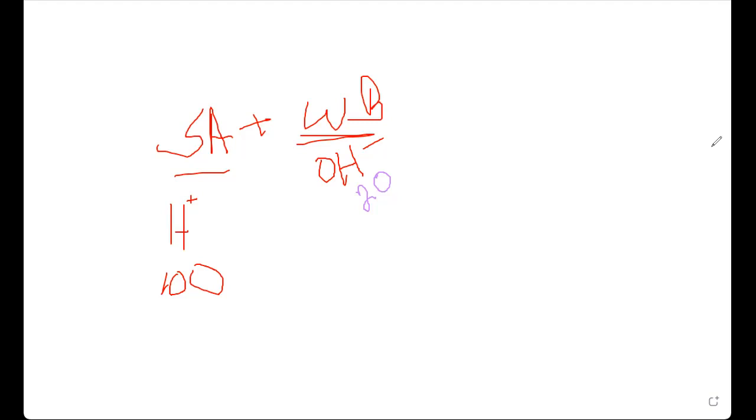Now see, there are 100 H positive ions, but there are only 20 OH negative ions. So 20 OH negative ions will react with 20 H positive ions and they will give you 20 water molecules. All the OH negative ions will disappear now because 20 OH negative ions have been converted into water molecules. And what about H positive ion?